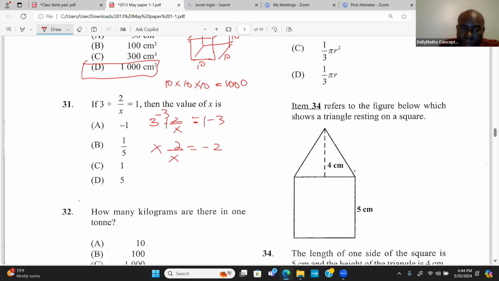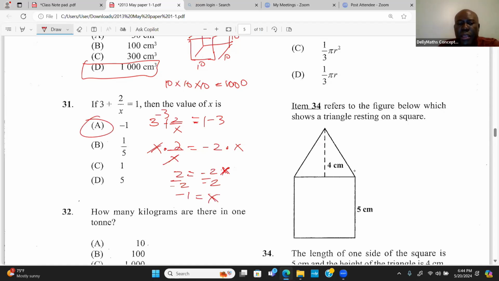So multiply both sides by x, right? So x cancels x there. All right, I'm just saying, so 2 is equal to -2x. Divide by -2. -1 is equal to x.